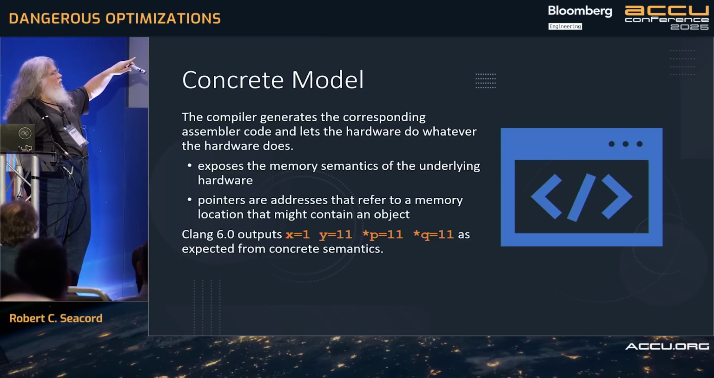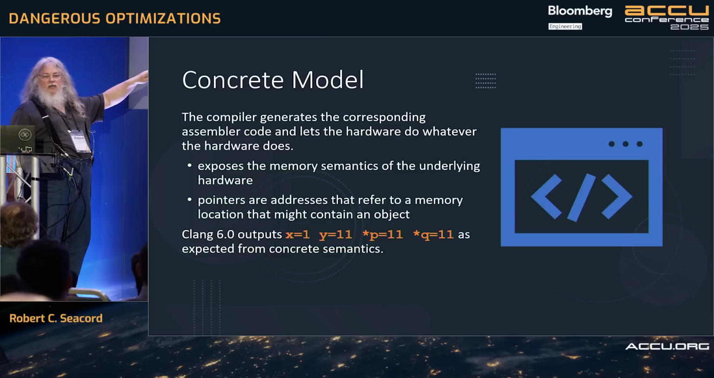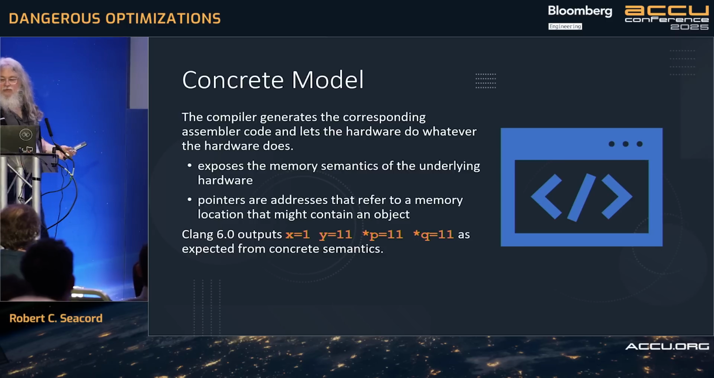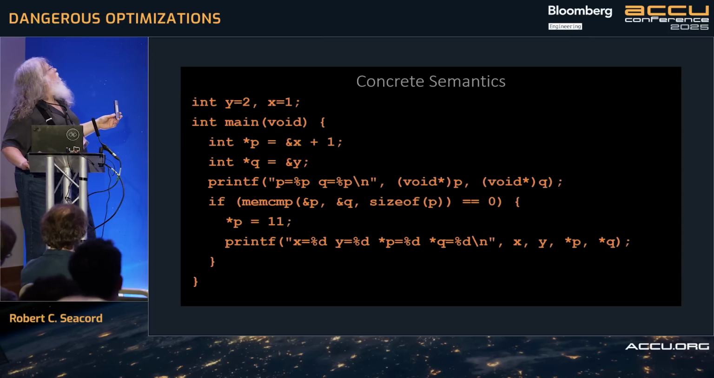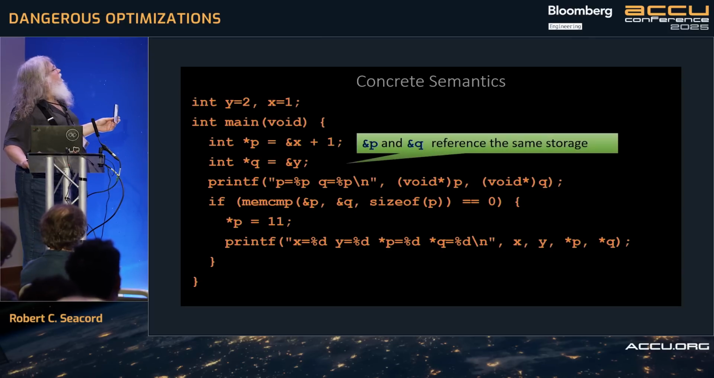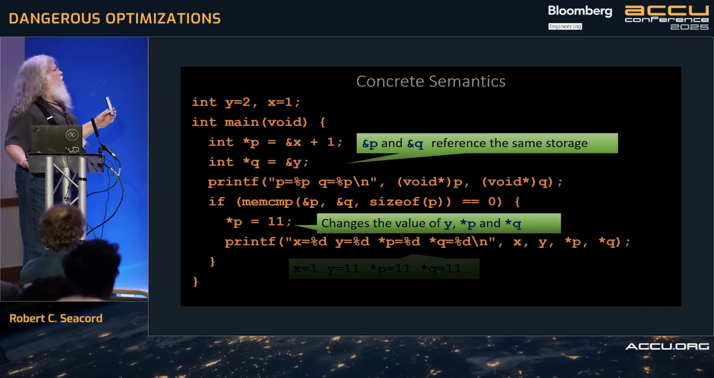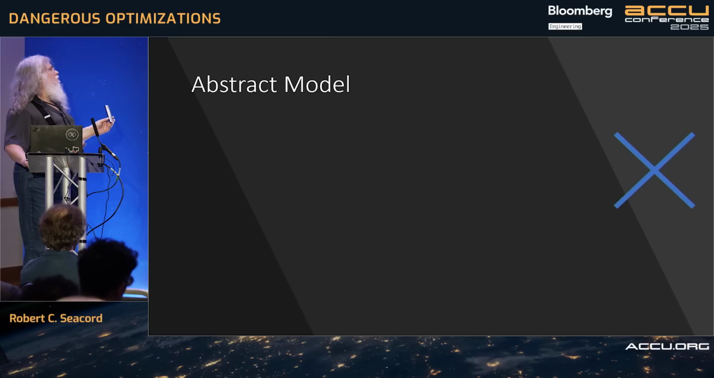And when I write through P, the value 11, that also changes Y and Q star, because they're all pointing to that same place in memory too. So with the concrete semantics, P and Q refer to the same storage. This changes the value of all three of those things, and then it'll print out X is still 1, and all the other variables are 11.